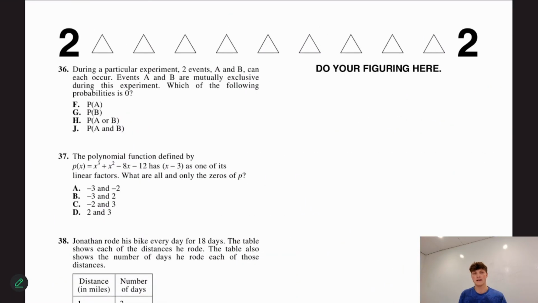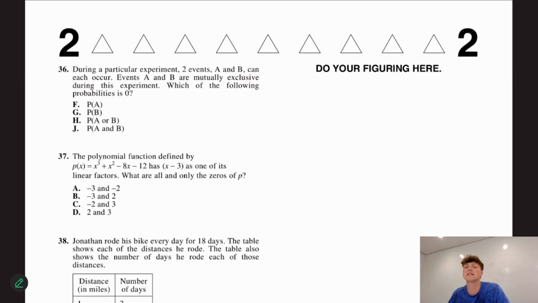Let's go to question 36 now. During a particular experiment, two events, A and B, can each occur. Events A and B are mutually exclusive during this experiment. Which of the following probabilities is 0? Okay. What does it mean to be mutually exclusive? The term is pretty self-explanatory, to be honest. Once you hear it, it'll make sense. Mutually exclusive means if A happens, B can't, and if B happens, A can't.